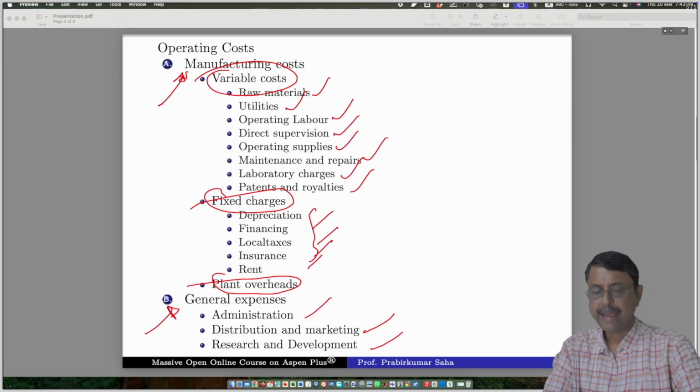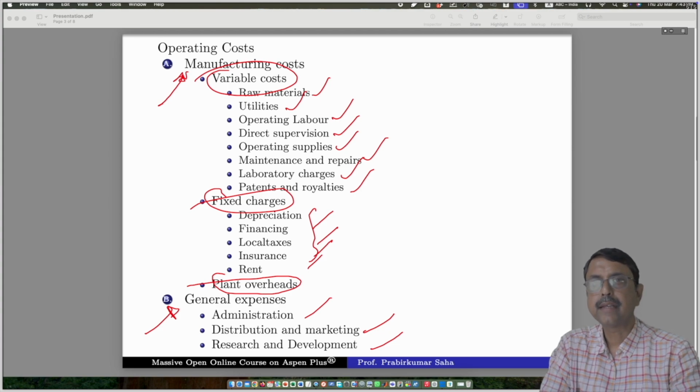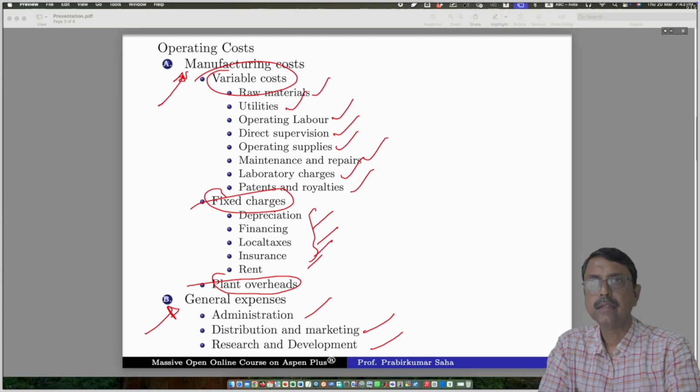Now, Aspen Plus has the capability of analyzing the entire operating cost and capital cost, and it can give you a report after you do the simulation that will help you to further design the plant and take some informed choices before you develop it. So today we will learn these things.